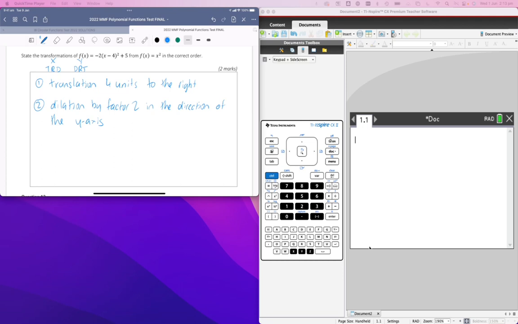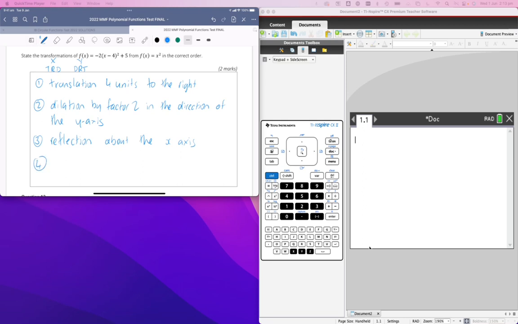And then we've got a reflection, which is it there or not? Again, we have a look in front of that function. There's a negative there, and so we definitely have a reflection happening here. So reflection, and what's the mirror surface if there's a reflection? It'll be the x-axis. So we say a reflection about the x-axis.